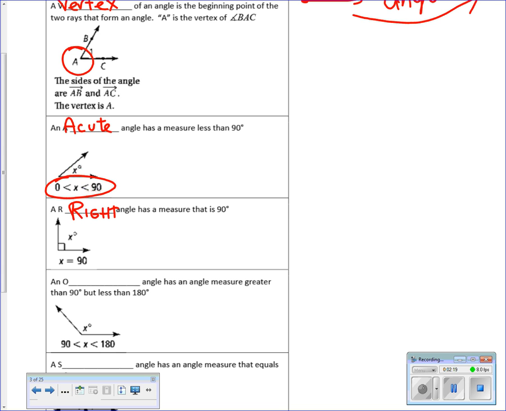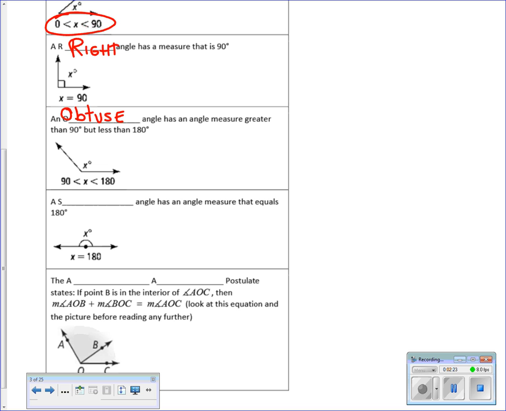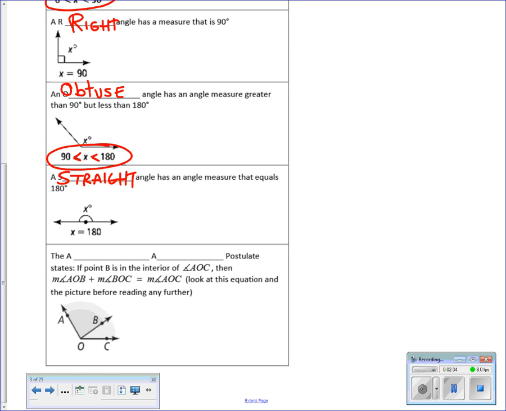Then we have a right angle, and that's where it's equal to 90. Obtuse, where it's greater than 90, right? It's some value greater than 90, but less than 180. So it's trapped. Some number trapped between 90 and 180 is an obtuse angle. A straight angle is one where it's equal to 180. Basically, you have this ray that's been rotated over to this side, and the two rays actually point in opposite directions and form this 180 degrees of rotation, or a 180 degree angle.